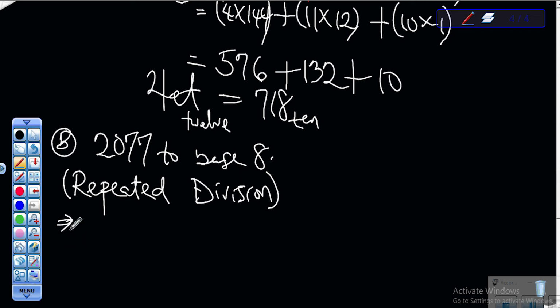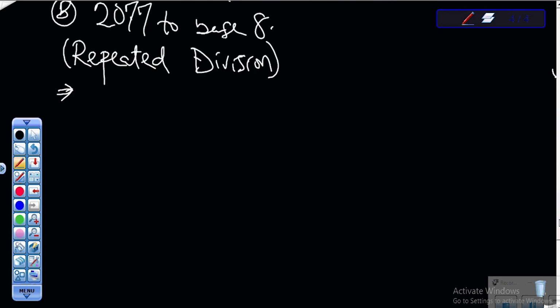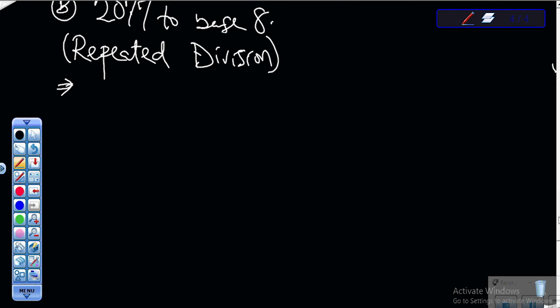What you will do is very simple. Just divide 2077 by 8 repeatedly. You divide it repeatedly until further division is impossible. So this is called the repeated division. Note that the remainder is always written from the baseline up. You write it from the baseline to the top.